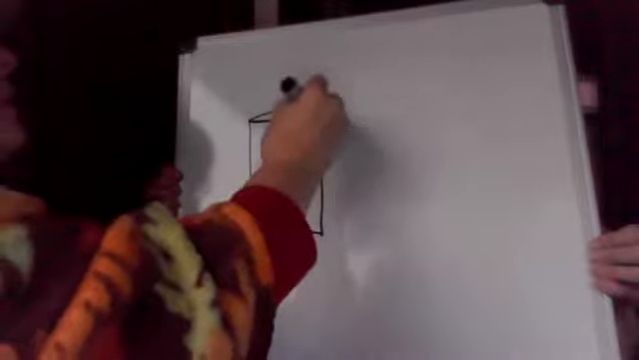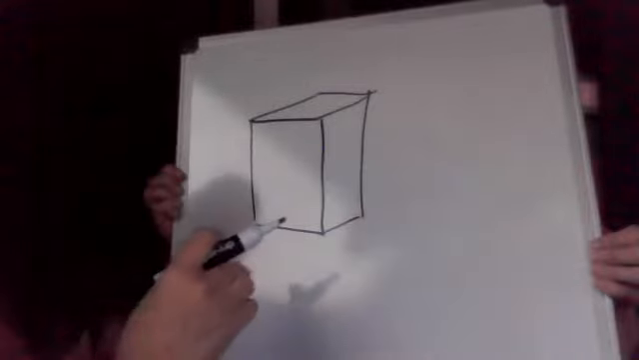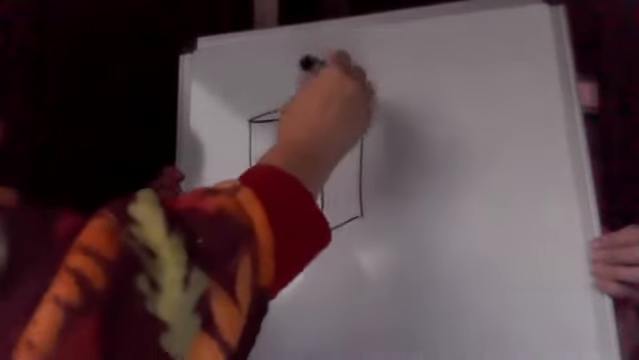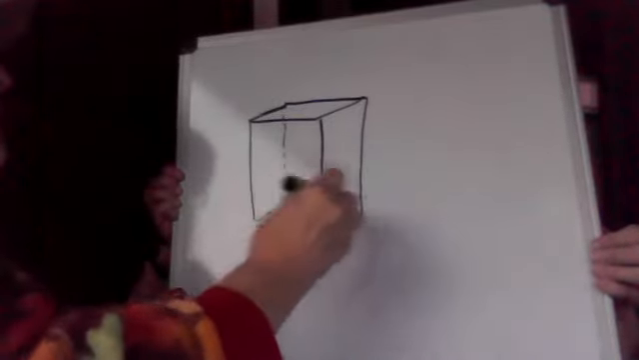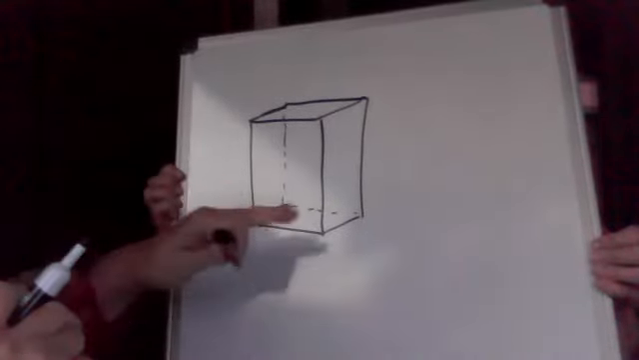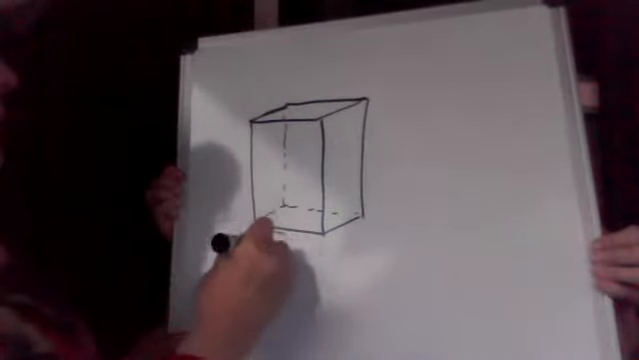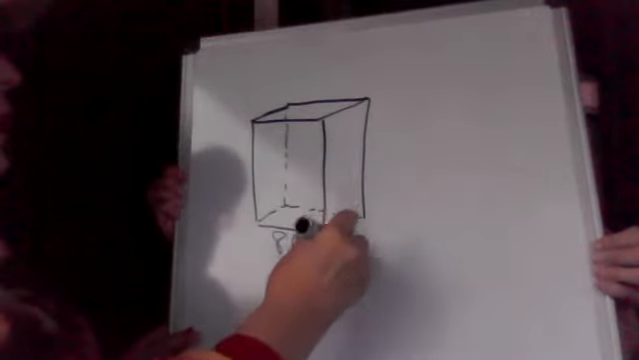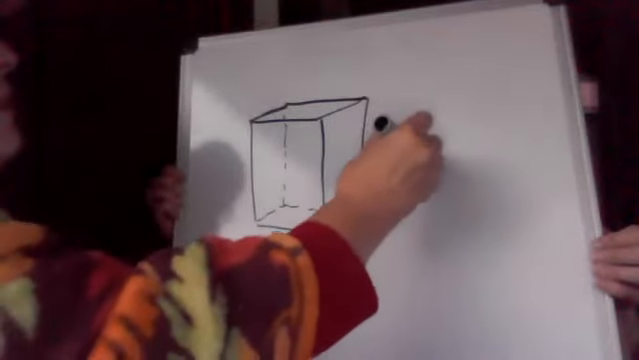So let's do a prism here. I'm going to try to do a different prism. Let's do one like this. A prism has 2 bases. The bases have to be parallel and they have to be equal to each other. I'm going to put 8 feet. Let's go 5 feet and 12 feet.